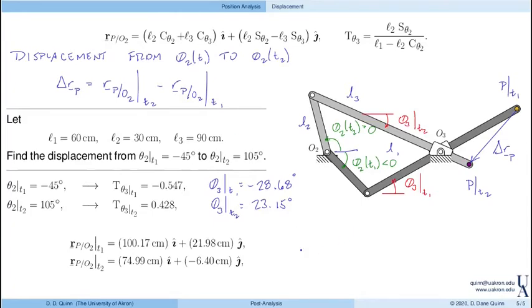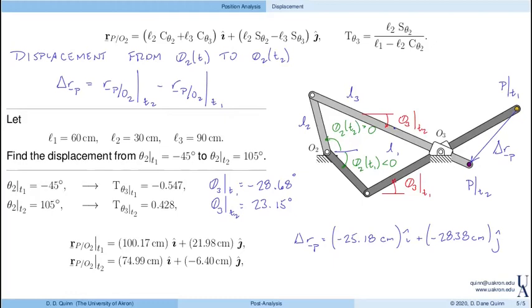So putting all this stuff together, we see that the displacement of P is minus 25.18 centimeters in the I direction, right? So that's going to be this component to the left, and then minus 28.38 centimeters in the J direction. So we're able to find our displacement, or the change in position of P, from these two input configurations, T1 to T2.